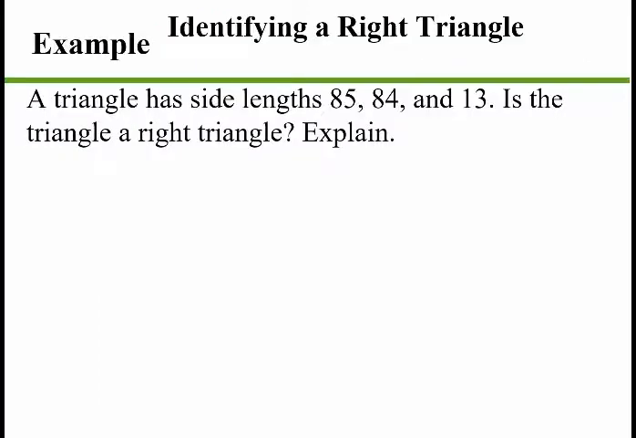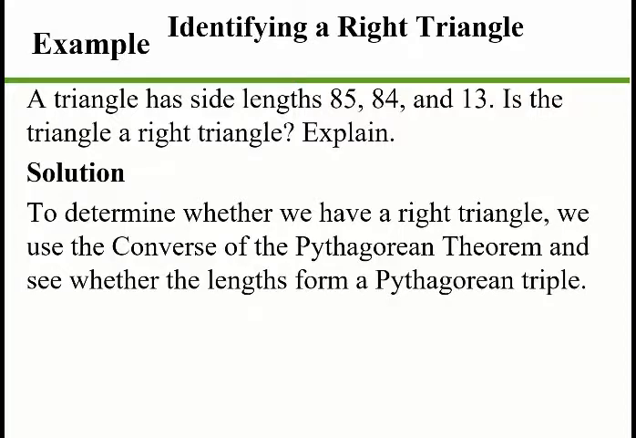All right, so let's talk about identifying a right triangle. A triangle has side lengths 85, 84, and 13. Is the triangle a right triangle? And explain. To determine whether you have a right triangle, we use the converse of the Pythagorean theorem and see whether the lengths form a Pythagorean triple. So use a squared plus b squared is equal to c squared. Now the highest number has to be the hypotenuse. So you would get 13 squared plus 84 squared. Does that equal 85 squared?